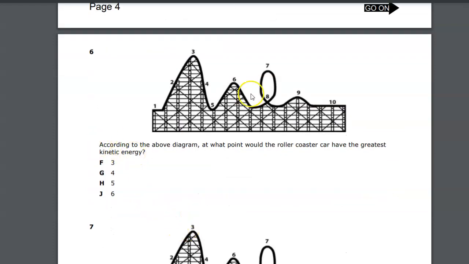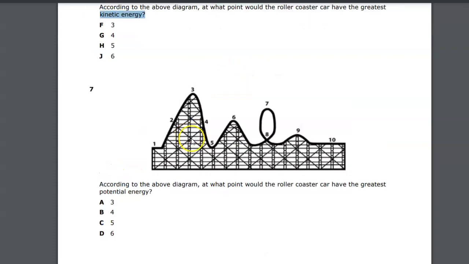Question number 6. Look at the diagram of the roller coaster. According to this diagram, at what point would the roller coaster car have the greatest kinetic energy? Is the greatest kinetic energy here at number 3, number 4, number 5, or number 6? Question number 7. According to the above diagram, at what point would the roller coaster have the greatest potential energy? Is the greatest potential energy here at number 3, number 4, number 5, or number 6?